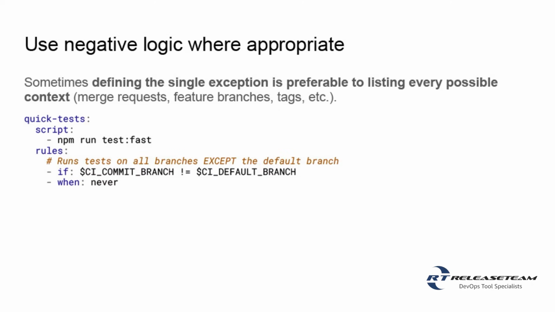There are instances when it is not ideal to list every possible context. In general, positive logic is preferred over negative logic, but this is not an absolute rule, as demonstrated in the example on screen. Finding the right balance between complexity and comprehension is essential. Rules that are easy to understand are typically easier to maintain.